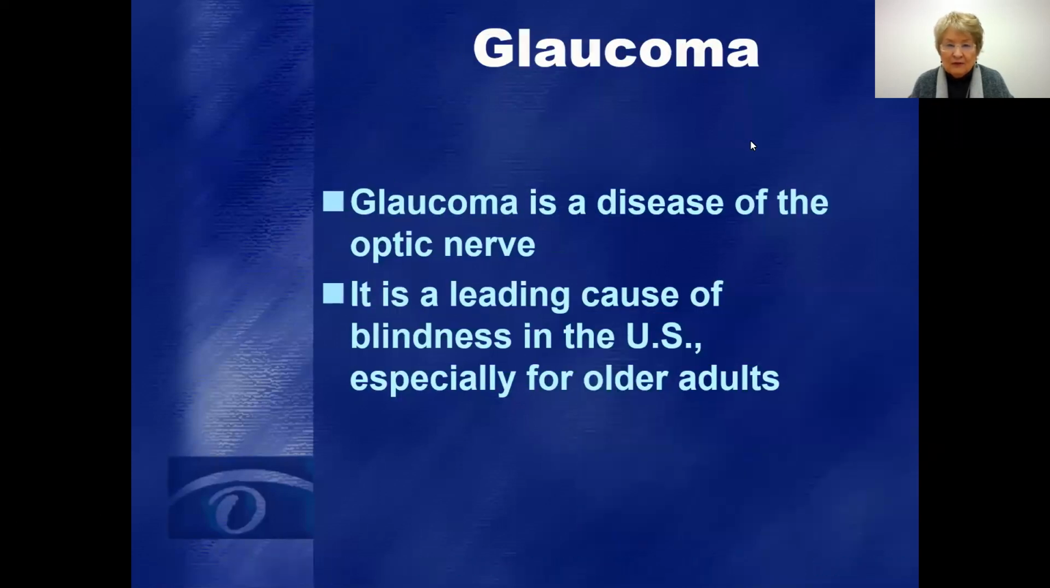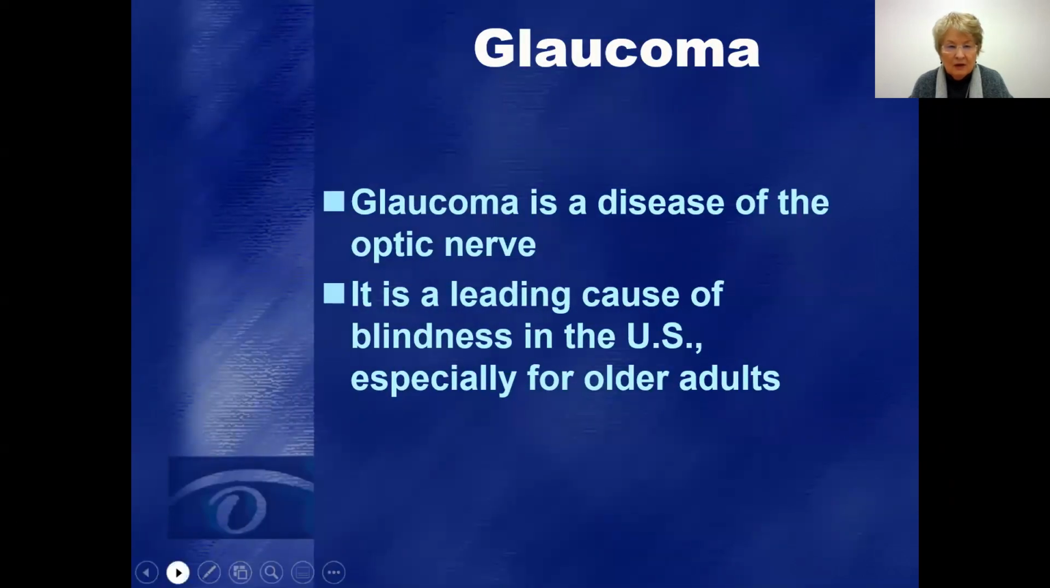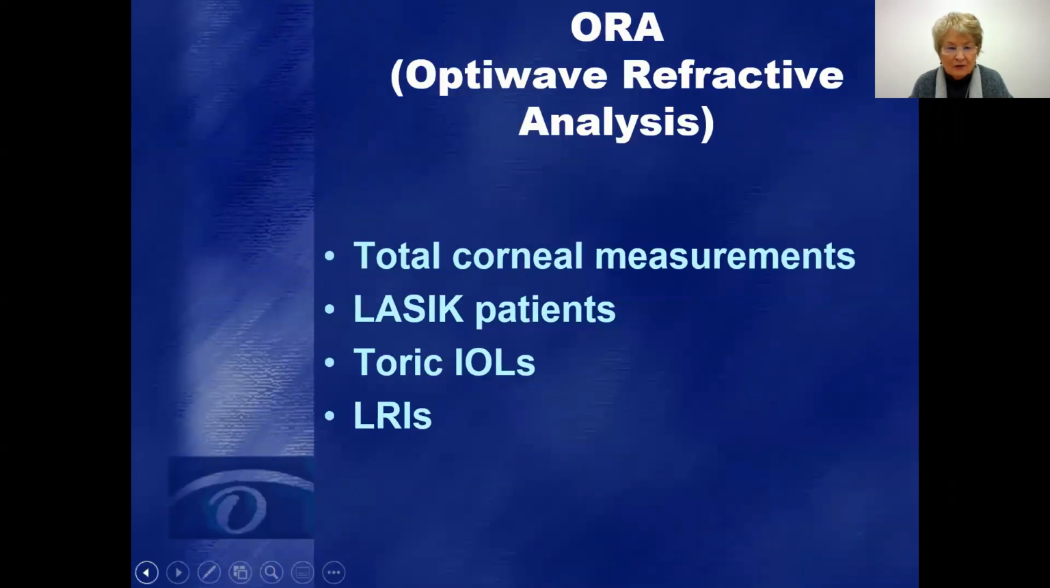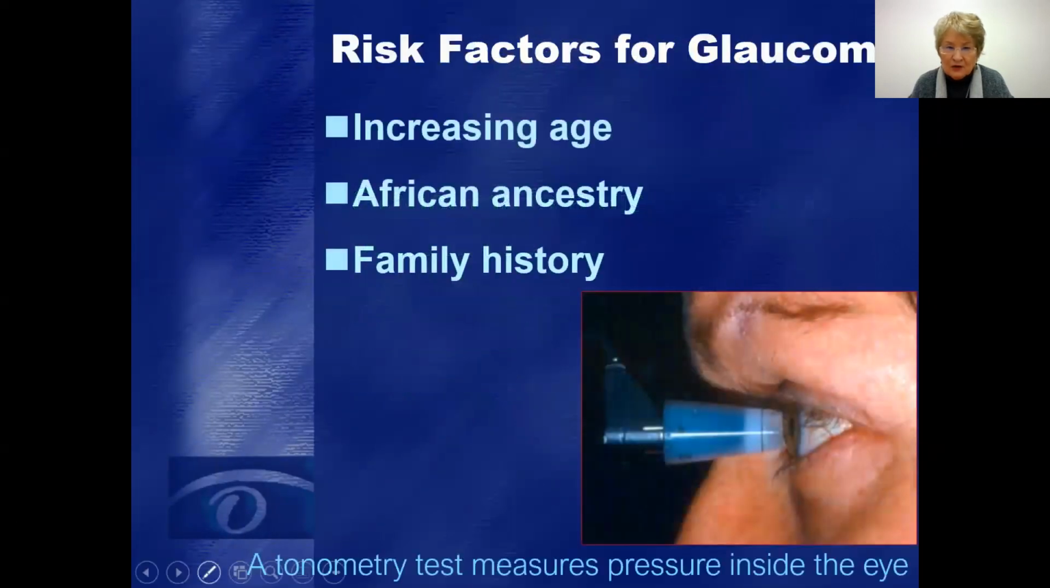So let's see what are some of the risk factors for glaucoma. Let me get this slide correct. There we are. So risk factors, as we said, increasing age, African ancestry, family history. The most crucial and the most important risk factor is family history. Anyone with a family history of glaucoma needs to keep up with their regular appointments with their eye doctor and have the doctors and staff be aware that there is a family history.